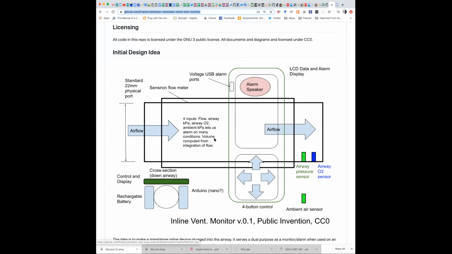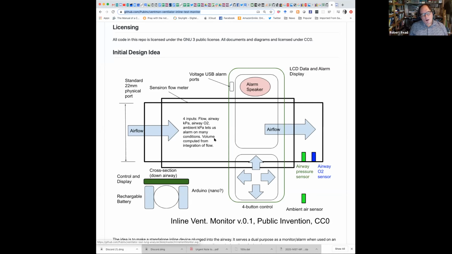One of the issues here is nobody has produced what you might call a breakdown into modules of the problem, okay? For example, the problem of monitoring and alarming when volume is too high or too low or respiratory rate is too low, et cetera, can in some senses be separated from the problem of producing sufficient pressure to perform the function, okay?